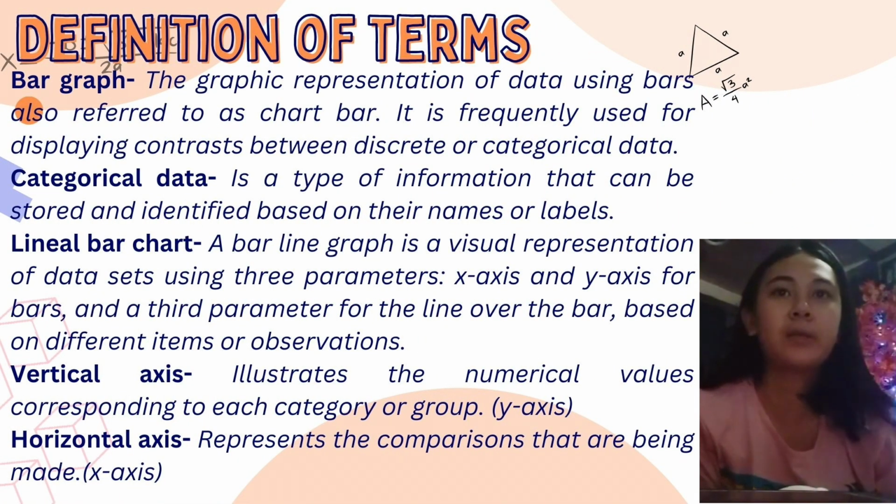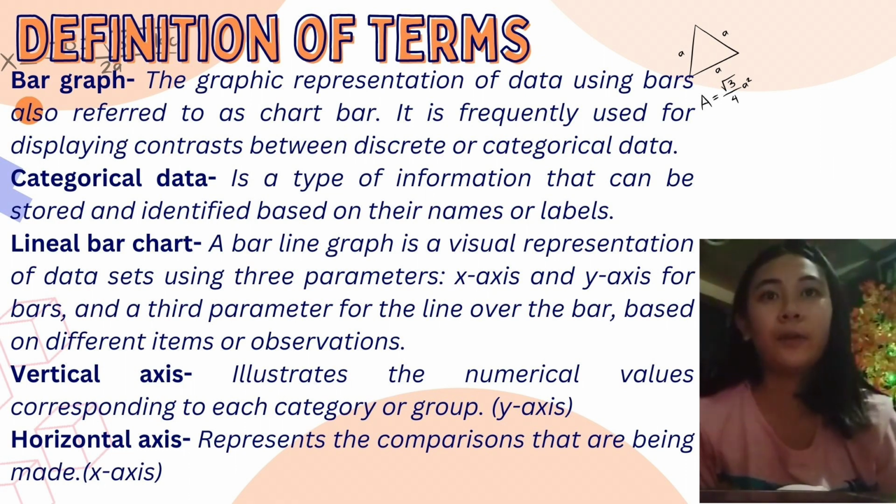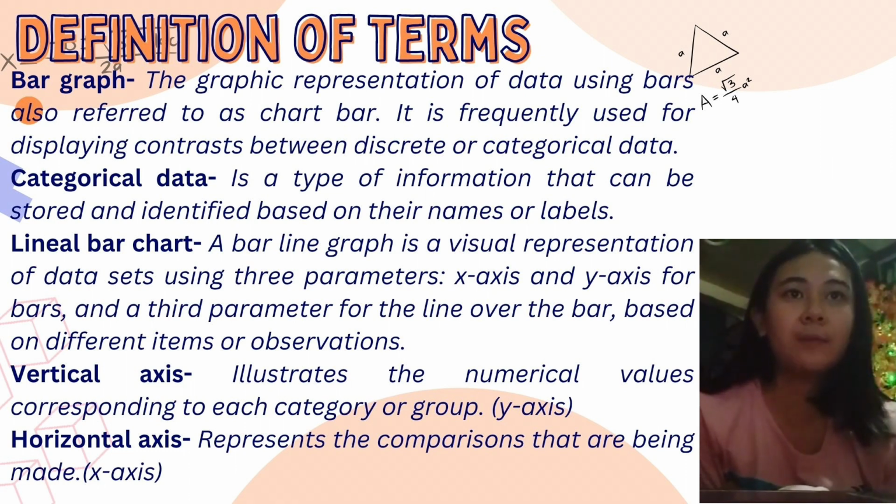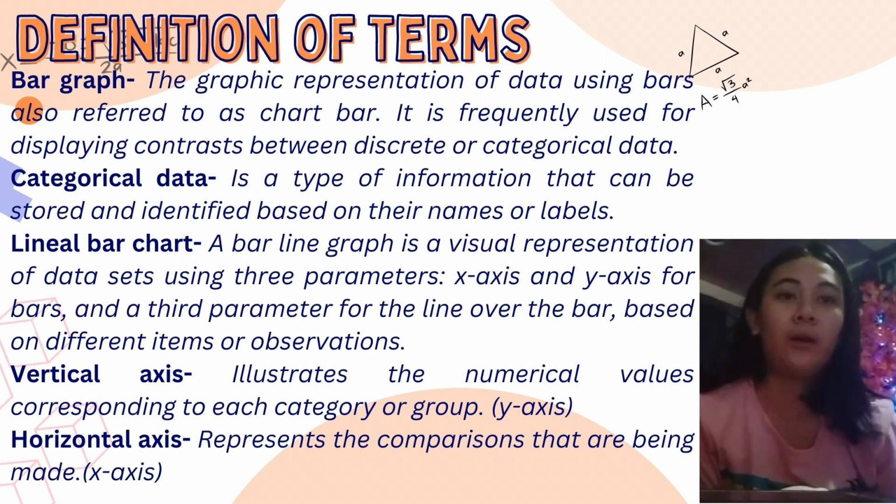Definition of terms. Bar graph: the graphic representation of data using bars, also referred to as bar chart. It is frequently used for displaying contrast between discrete or categorical data. Categorical data is a type of information that can be stored and identified based on their names or labels.